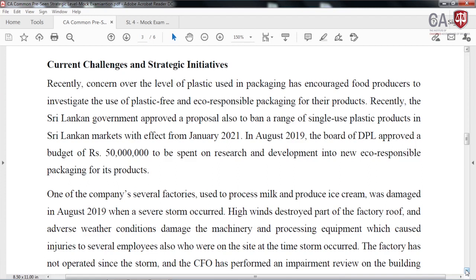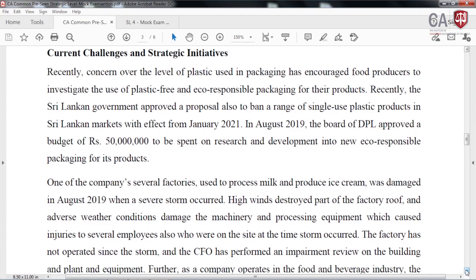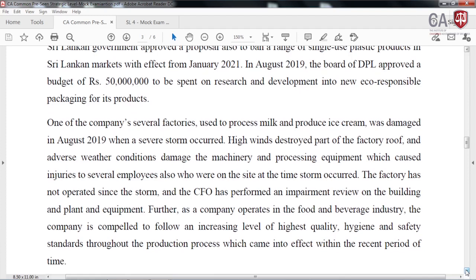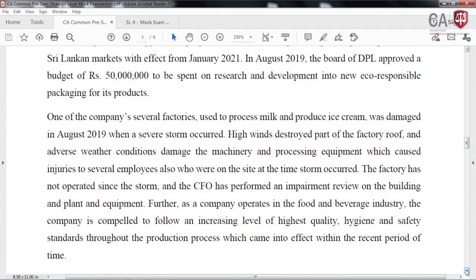One of the company's several factories used to process milk and produce ice cream was damaged in August 2019 when a severe storm occurred. Some of the factories were affected due to the storm. High wind destroyed part of the factory roof, and adverse weather conditions damaged the machinery and processing equipment, which caused injury to several employees who were on site at the time the storm occurred. Some employees also faced injuries.